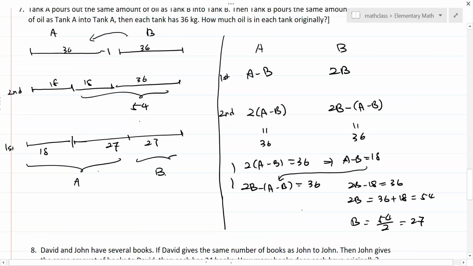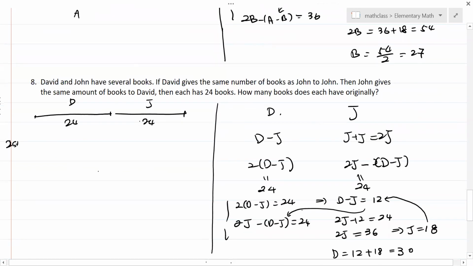So we go backwards. This was the second time. That's the first time. The second time, how does David get 24 books? Well, David got 24 books just because John gave him some books. So how many books did he get? He should get 12. So actually David originally has only 12 books here. The other 12 is coming from John, in order to get 24.